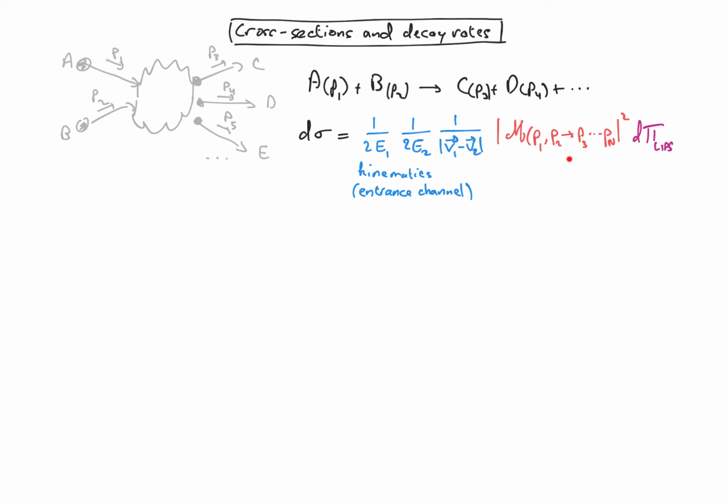We then have the modulus squared of the amplitude of probability for this collision to occur, and which we calculate with Feynman diagrams. So that gives us a probability for this collision. And this is a dynamical term. And finally, we have the Lorentz invariant phase space, accounting for the kinematics in the exit channel.